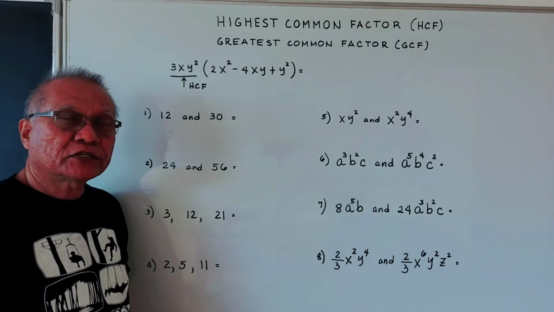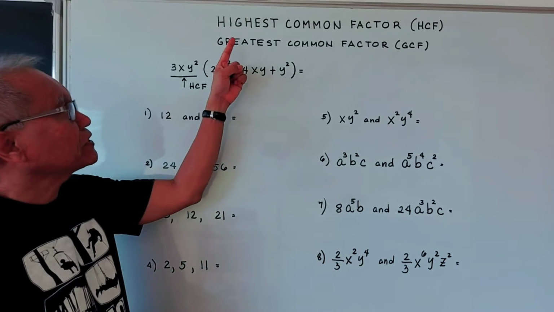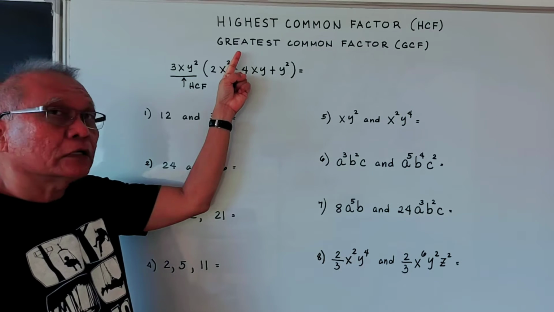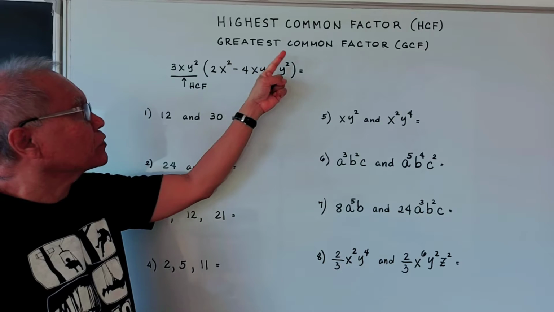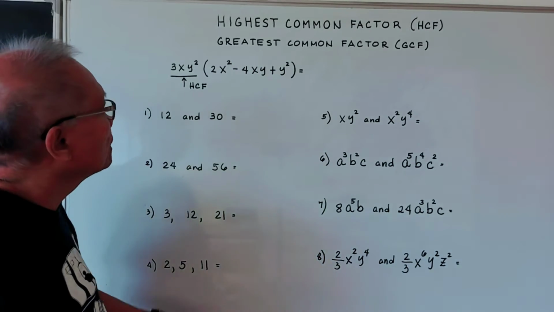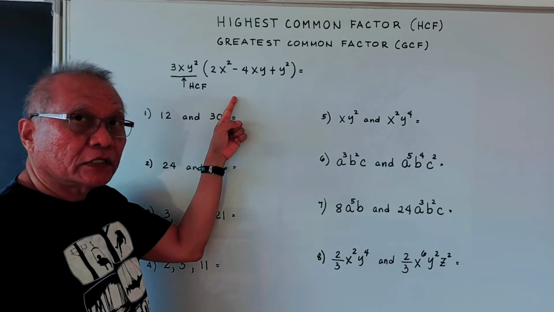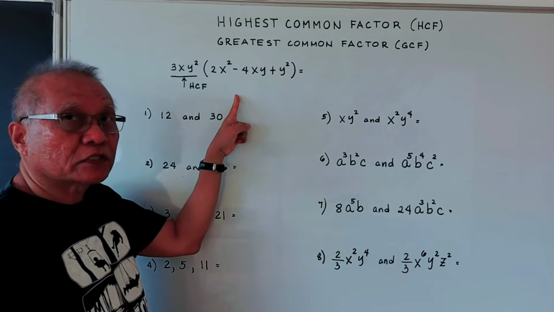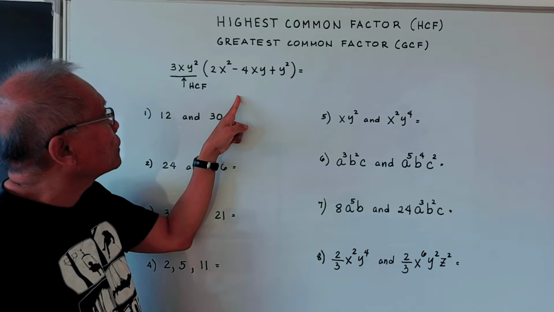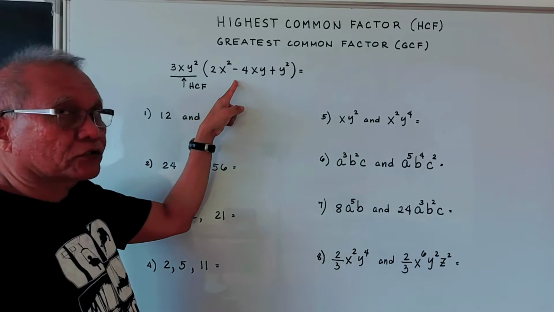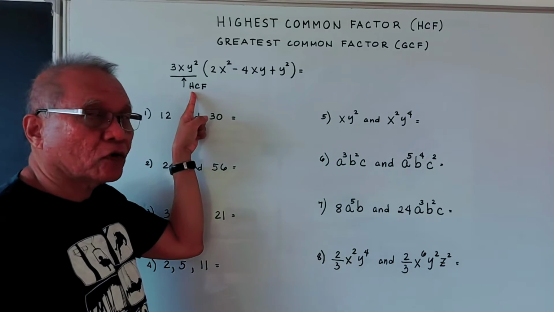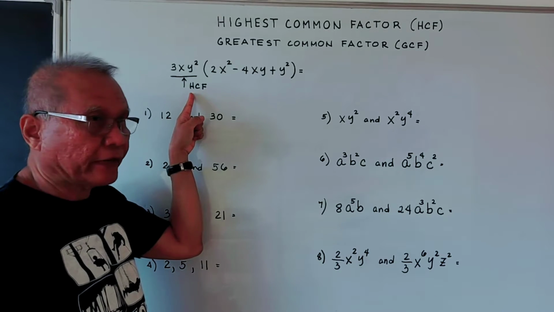Good day, learners. Today we are going to study the highest common factor, HCF, which is also called the greatest common factor, or GCF. So they are the same. Now, in factoring, we have the opposite of the distributive property of multiplication. This one is already factored, and the term outside this bracket is what we call the HCF or the GCF.